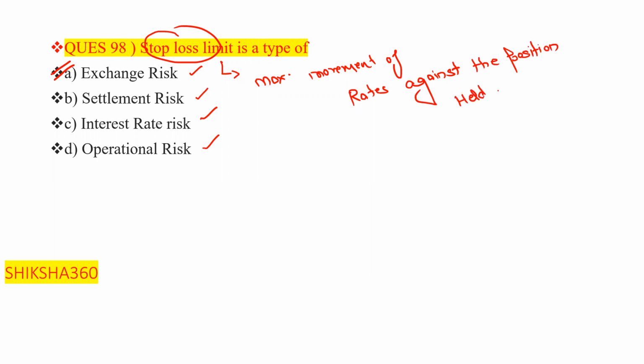Maximum movement of rates basically against the position held. Please remember these things, so as to trigger the limit. So that is the stop loss limit.